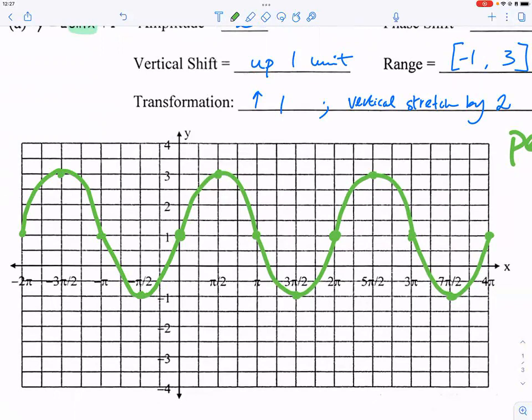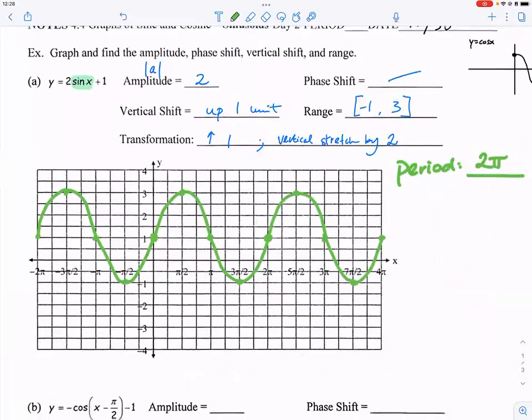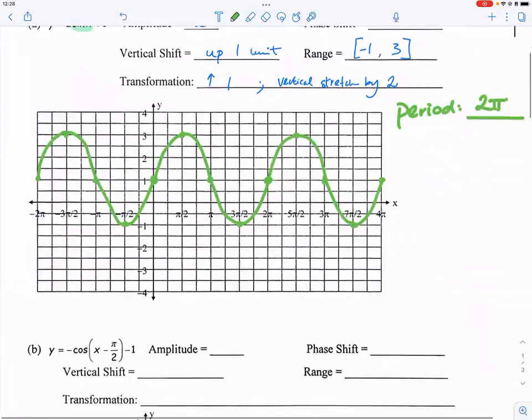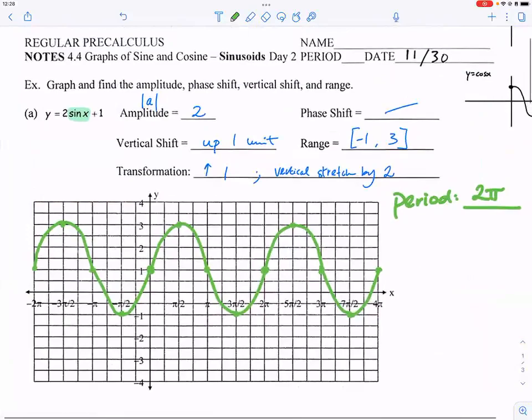Okay. So I hope it's not too hard, not too challenging. Okay. Kind of get you ease into this whole graphing. Okay. Practice.